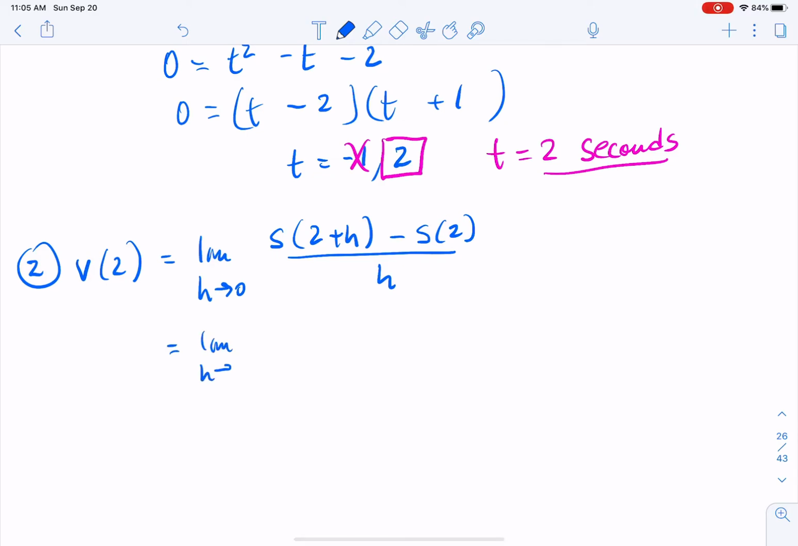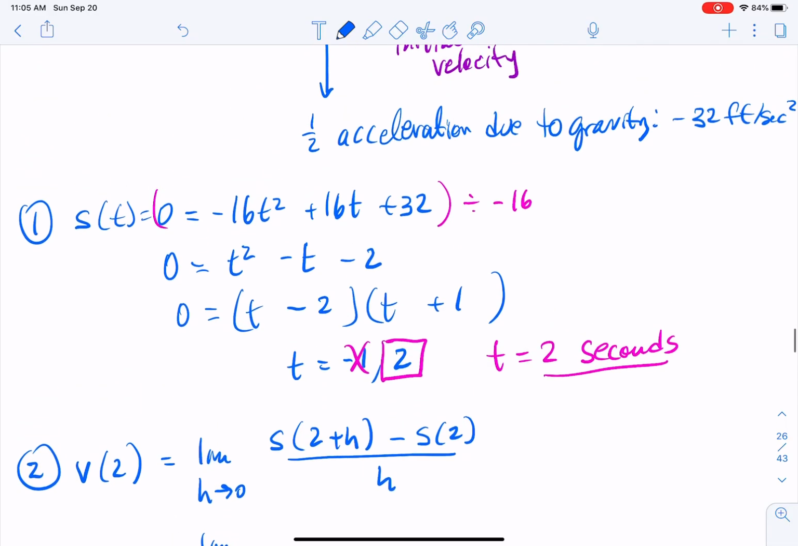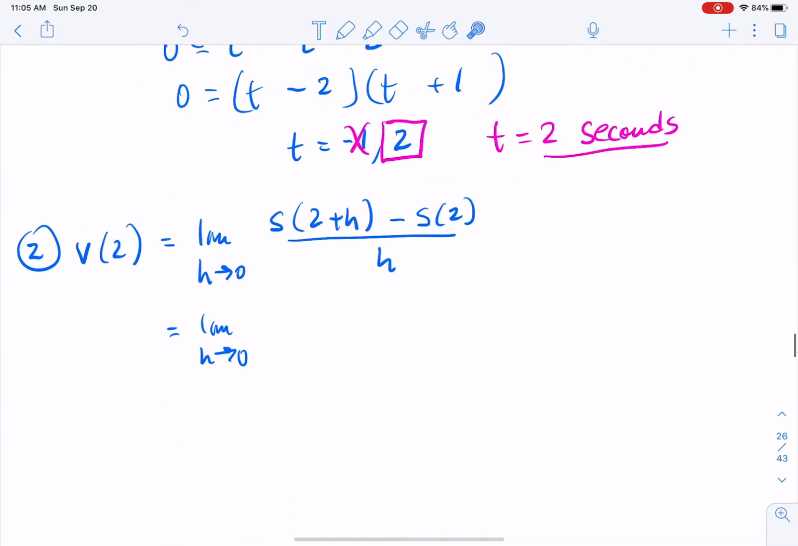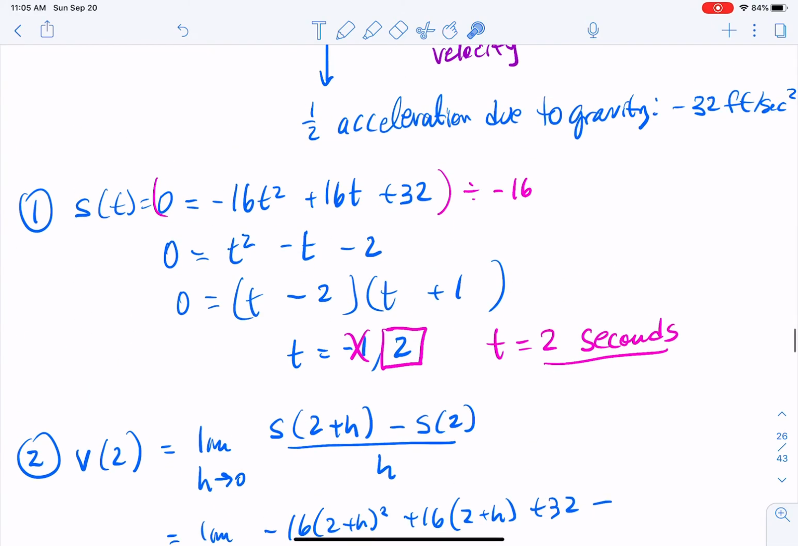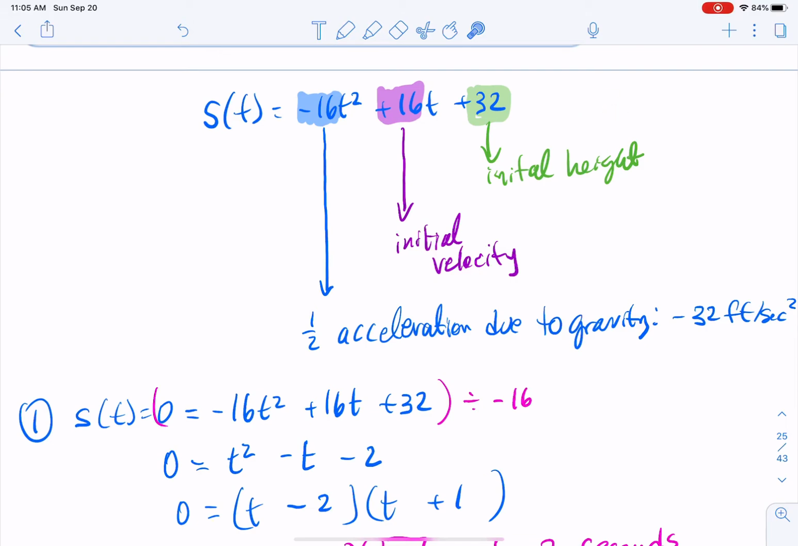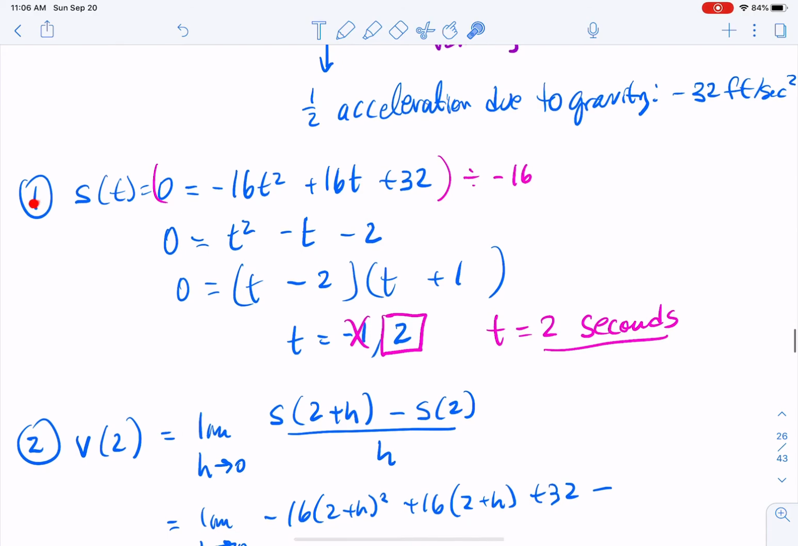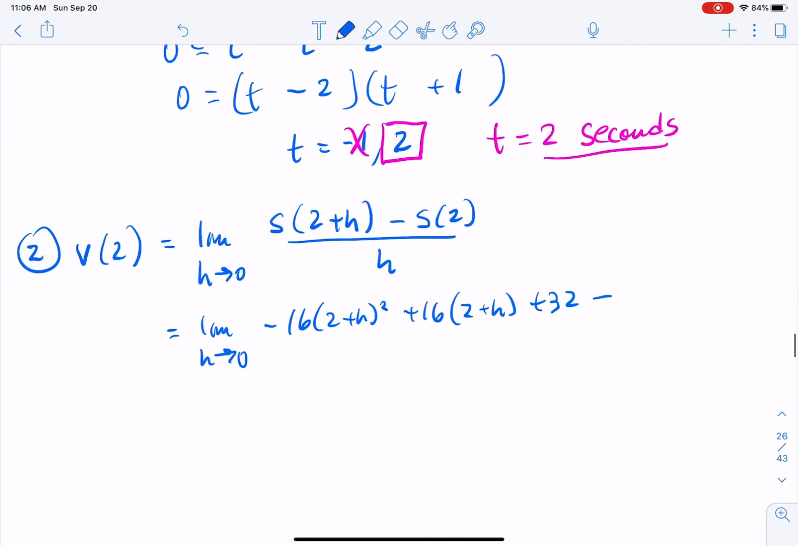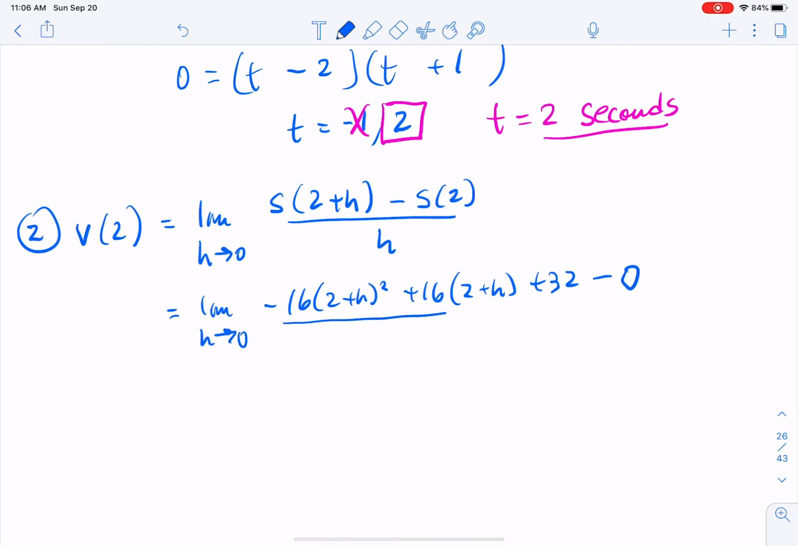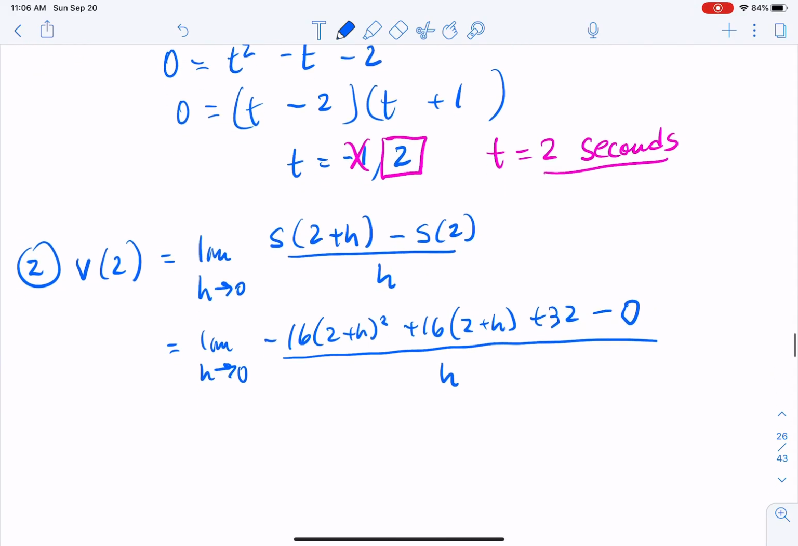The limit as h goes to 0, I'm going to plug 2 plus h into this position equation right here and have negative 16 times (2 plus h) squared plus 16 times (2 plus h) plus 32. And then I want to subtract out s of 2. Ordinarily, I would plug 2 into this function and see what spits out. But I already know, because that's what we solved for in number 1, that if I plug 2 into this function, I'm supposed to get 0. Minus 0, all over h.